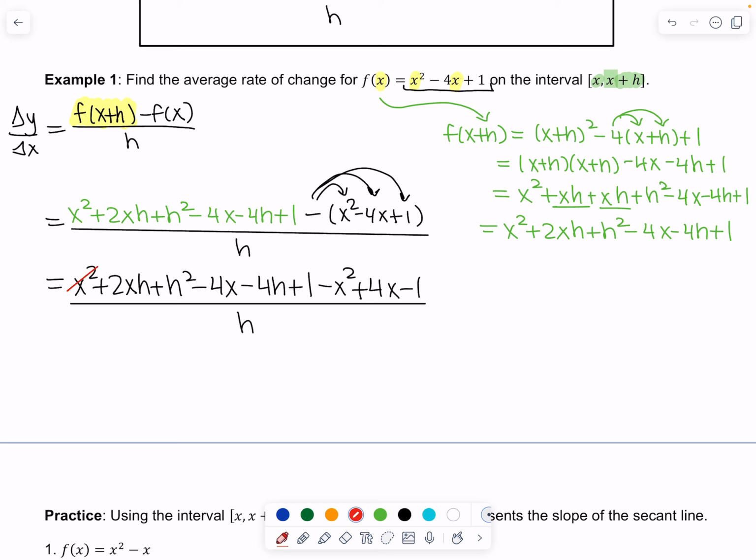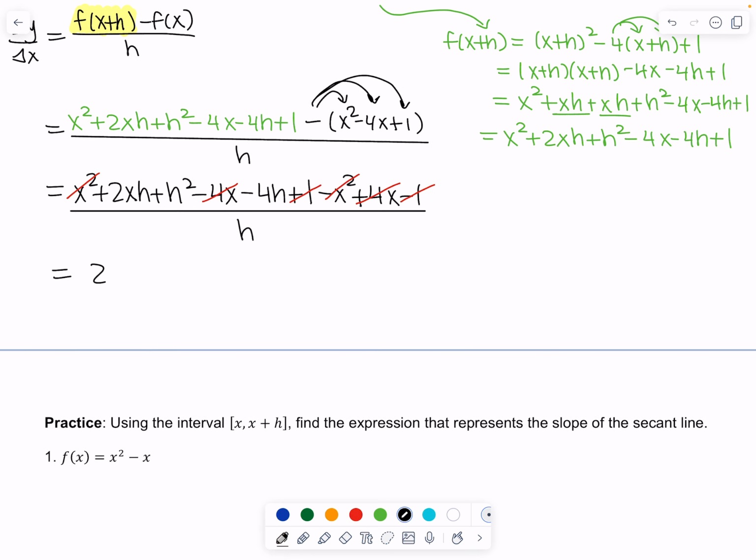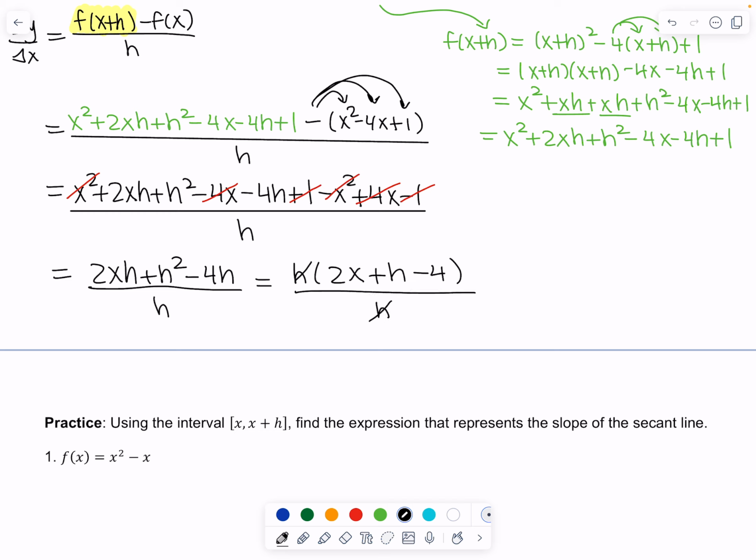So I can see I have a positive x squared and a negative x squared, negative 4x and a positive 4x, and then a positive 1 and a negative 1. So I'm left with 2xh plus h squared minus 4h all over h, and I can see that I have a common factor, GCF factor of h in the numerator, so h times 2x plus h minus 4 over h allows me to cancel that h and reduce my slope to just 2x plus h minus 4.